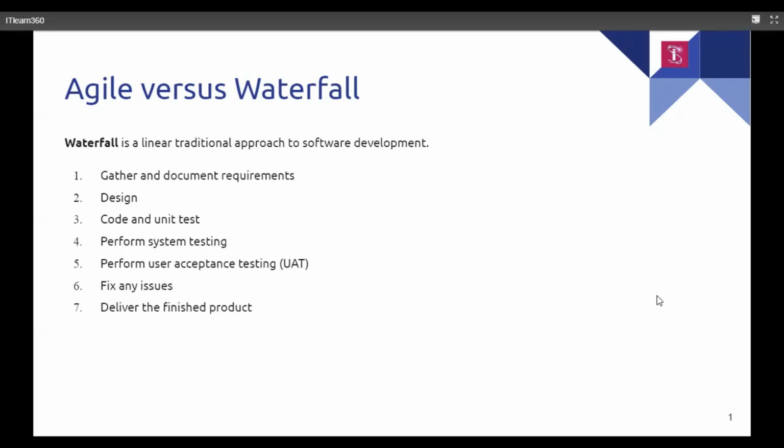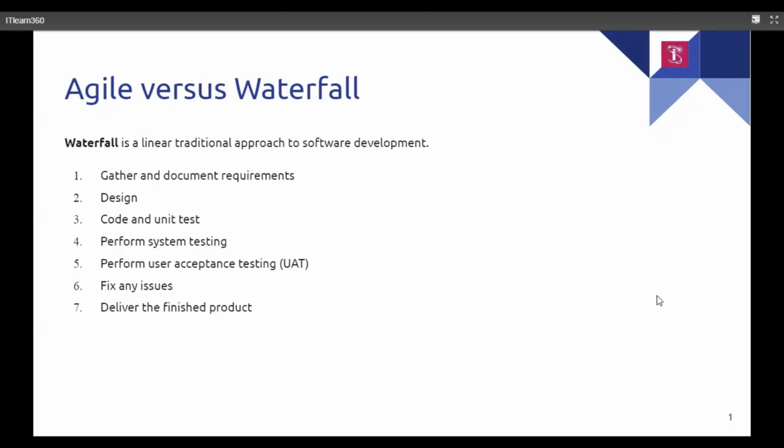Agile versus Waterfall has been a quite interesting topic, and a lot of jobs and interviews will have such questions where we should understand the fundamental differences. So let's quickly walk through the Waterfall.